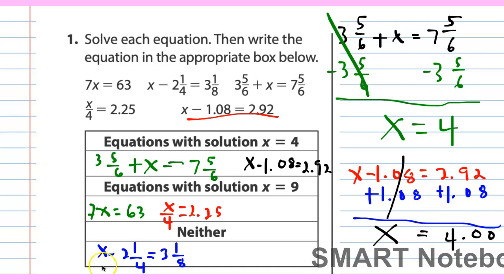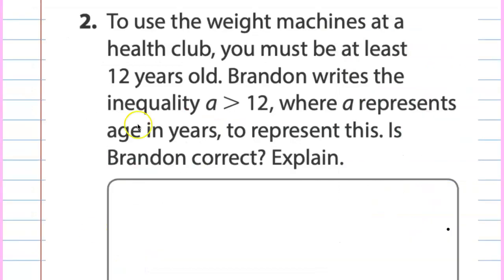Let's do question number 2. All right, so to use the weight machine at the health club, you must be at least 12 years old. Brandon writes the inequality A is greater than 12, where A represents the age in years. Is Brandon correct and why? So we know that the phrase is "at least." It means it should be that age and more.